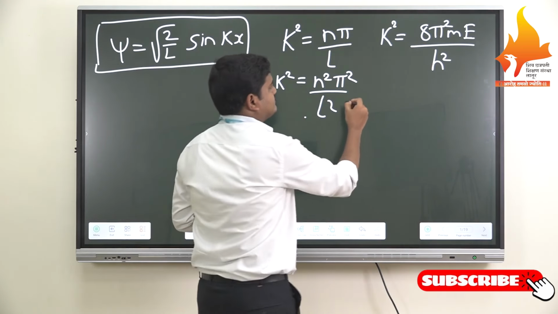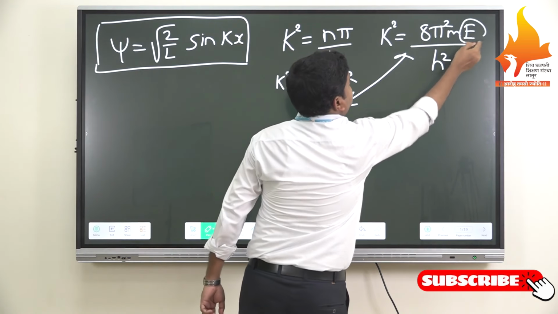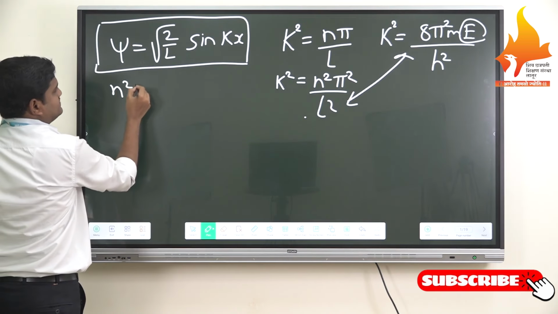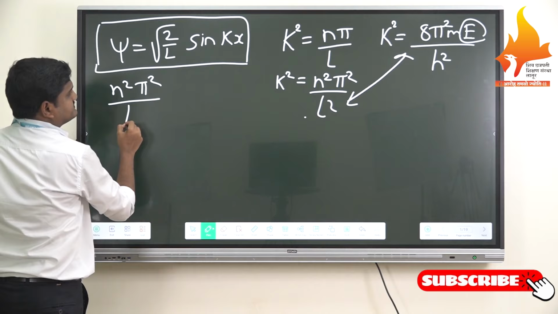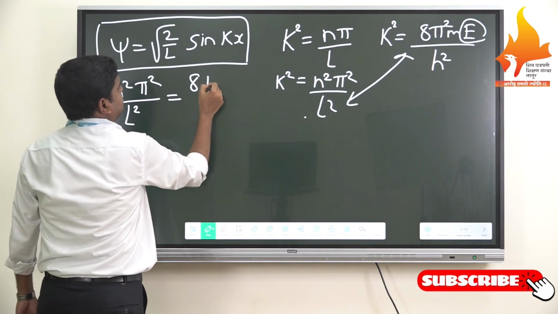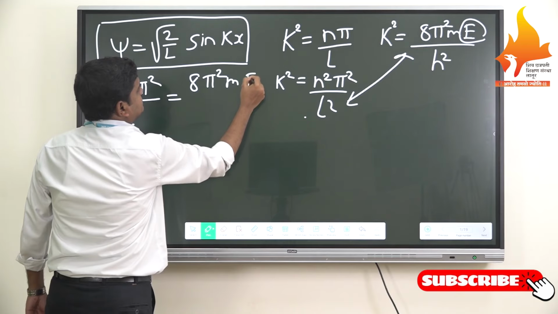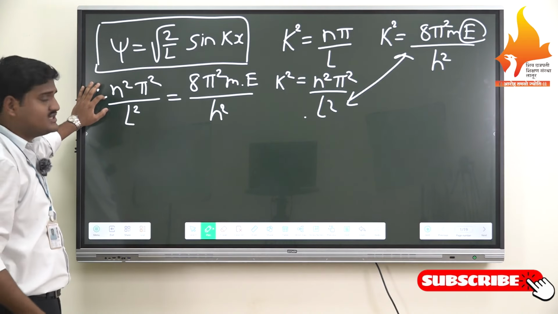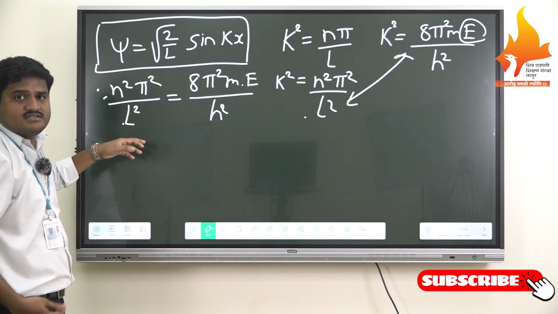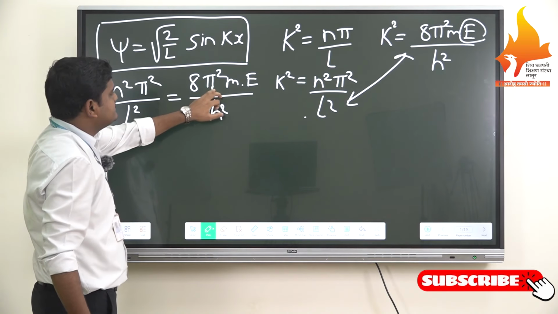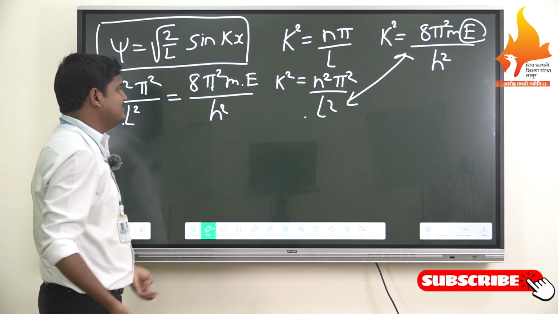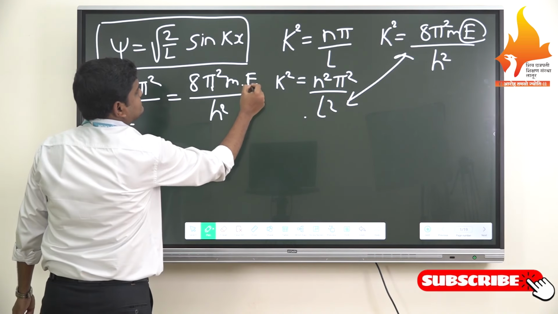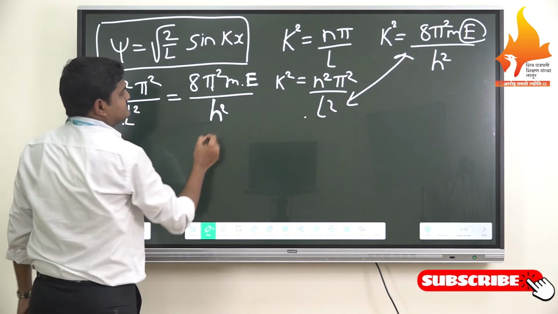Then we equalize these two values to find the value of the energy for that one particle inside the 1D box. So that is n²π² divided by L² is equal to 8π²mE divided by h². Here n is the quantum number, which is the quantization of the energy, L is the length of the well, and π is 3.14, m is the mass of that particle, which may be an electron, proton, neutron, any one of the subatomic particles. E is the energy level or energy, and h is Planck's constant.